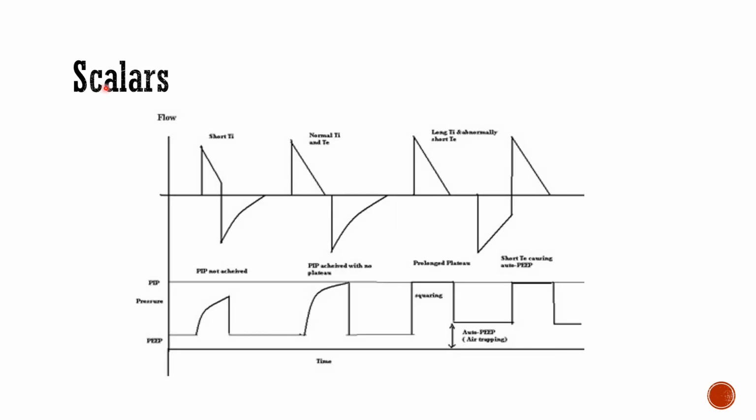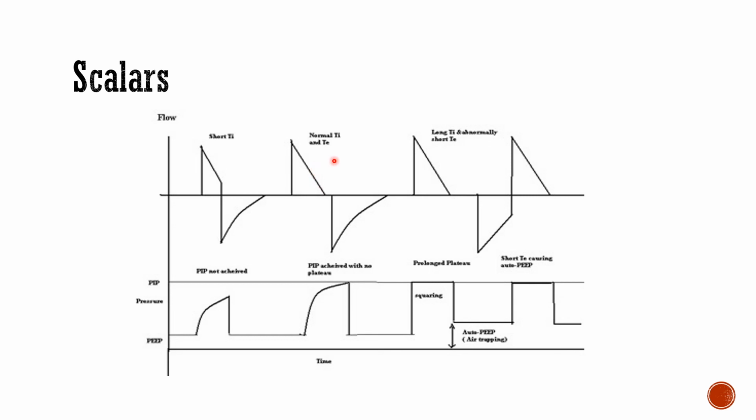Now coming to scalars, in which ventilator variables of flow, volume and pressure are plotted against time. In this flow time scalar, we can see the effect of optimal inspiratory time on your ventilation. Here, where there is a short inspiratory time, or Ti, our peak inflation pressures will not be achieved. The flow won't remain above zero even at the end of inspiration here.